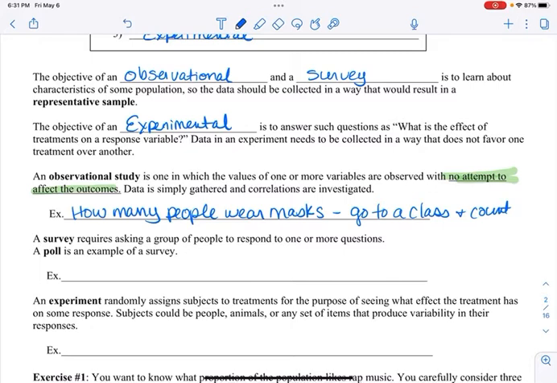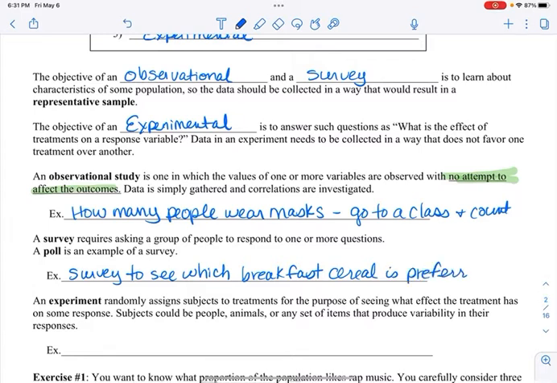A survey requires asking a group of people to respond to one or more questions. A poll is an example of a survey. So you might do a survey to see which breakfast cereal people prefer. You might do something like this in a supermarket or outside a supermarket.